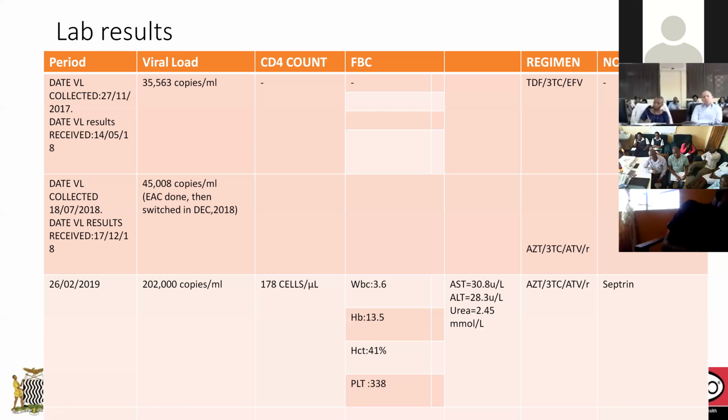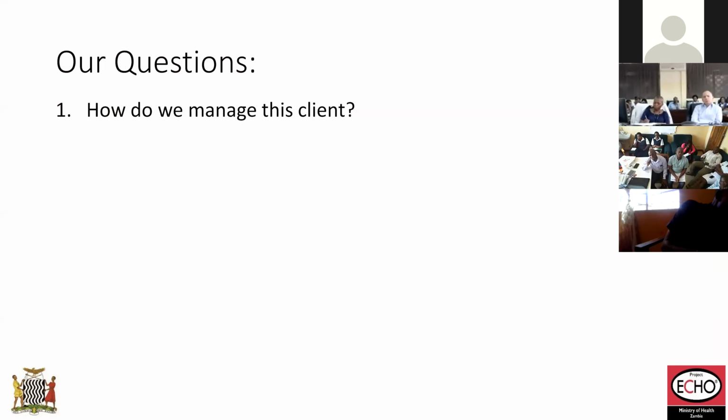So this client still maintains on the same second-line based regimen, AZT/3TC/ATV/ritonavir, and Septrin. Now our question is, this client was switched to second line, and still 9 weeks later, is still increasing in terms of viral load. How do we manage this client? That's the end of the case presentation. Thank you.